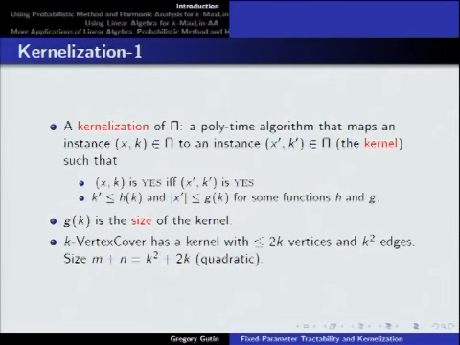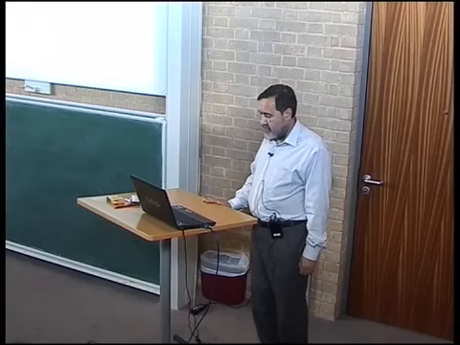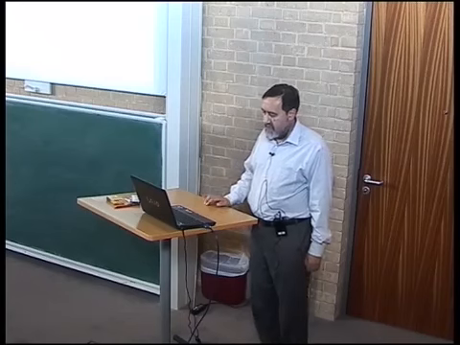In this case, g of k is called the size of the kernel. For example, for k vertex cover, there is a kernel with at most 2k vertices and k squared edges, and so the size of that kernel is k squared plus 2k. So it's a quadratic kernel here. Is that because the point with k vertex cover is that if you've got too many edges, you obviously can't do it? Yeah, it's also to do with degrees. If it's large degrees, you cannot do it, and so on. Because you care only about vertex covers of cardinality at most k.